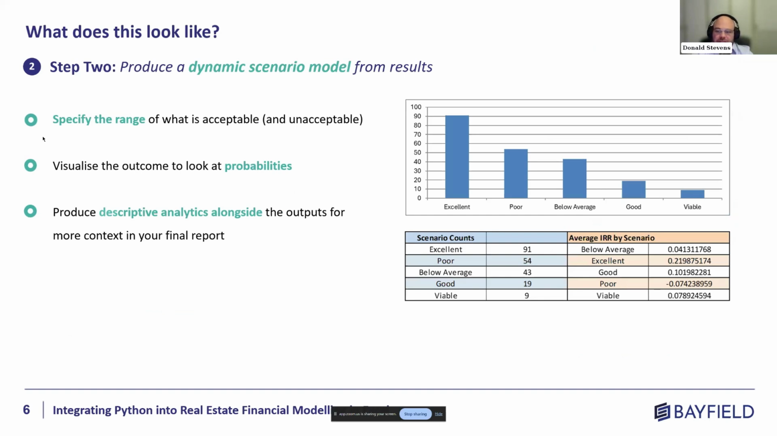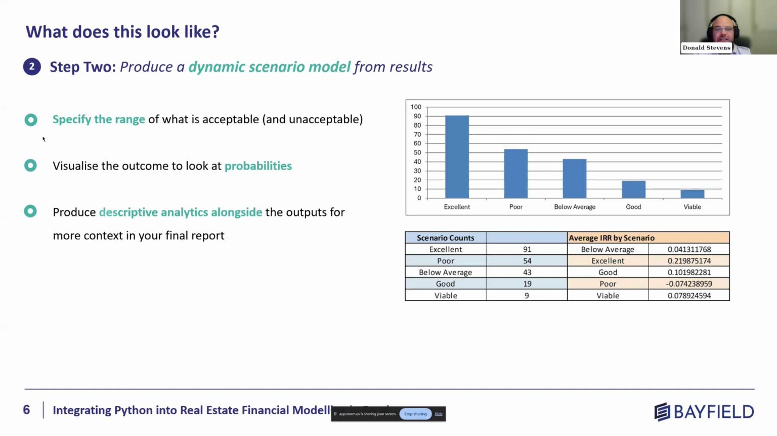And then you sometimes want to see, okay, we've now conducted this sensitivity analysis. Let's look at some probabilities. Let's look at some distribution. And that's where the dynamic scenario model comes in. And we say, okay, we feel that a good investment should be above 10% IRR, and excellent would be above 12%. A viable investment should be in line with our target rate, etc.